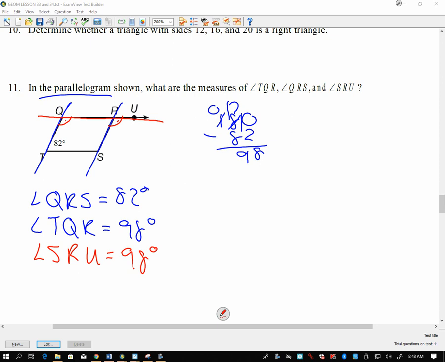Does that help? It might be easier to see that it's a supplementary pair with angle QRS, but just so that you're also seeing that we can still use some of the things we learned from lesson 12 when we're talking about parallelograms. Okay? Does that make sense? Jose, Mark, Marcos, Katie? Okay.